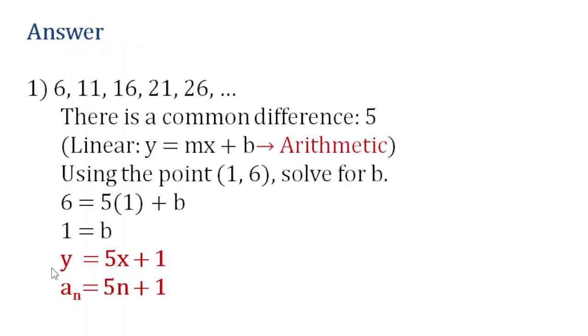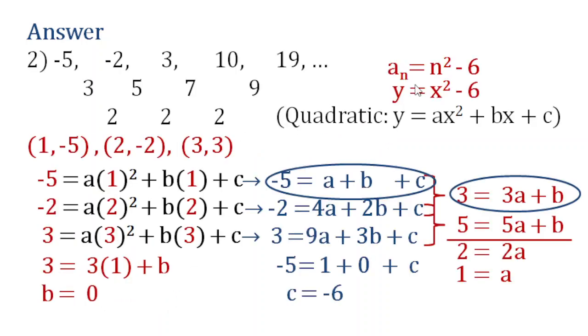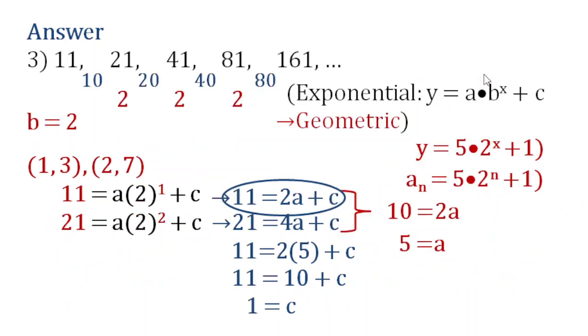For item number 1, our equation is y equals 5x plus 1, or a sub n equals 5n plus 1. Item number 2, our equation is y equals x squared minus 6, or a sub n equals n squared minus 6. And for item number 3, our equation is y equals 5 times 2 to the power of x plus 1, or a sub n equals 5 times 2 to the power of n plus 1.